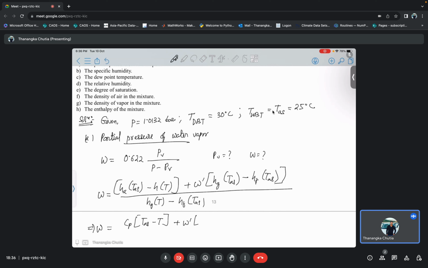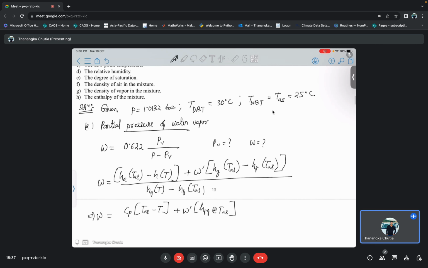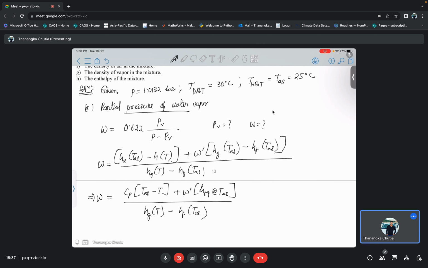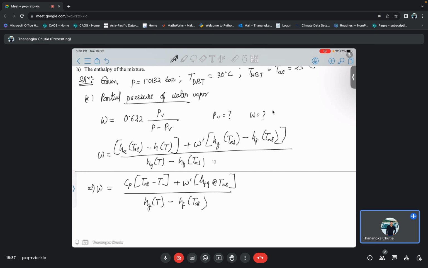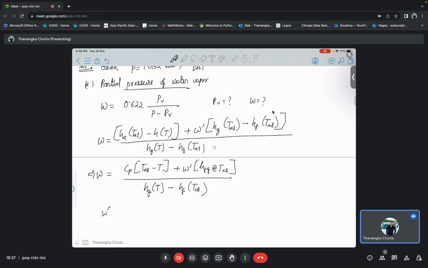This one I can write as HFG at TAS, because Hg minus HF is nothing but HFG. And this one I can write as Hg at the temperature T minus HF at the temperature TAS. So this one we know. Now all these values we will have to calculate from the steam table, but before that we need to know what is W prime.